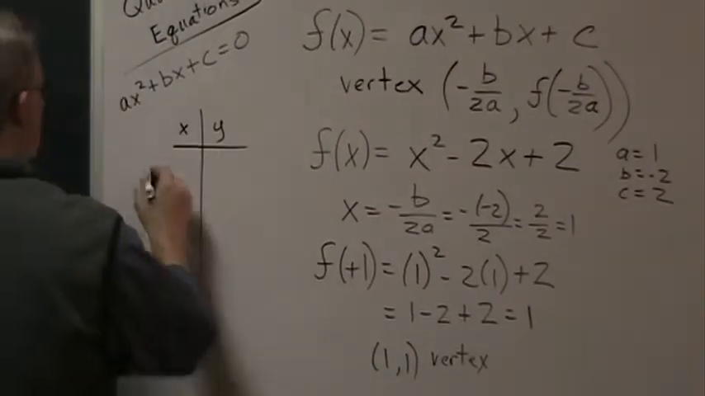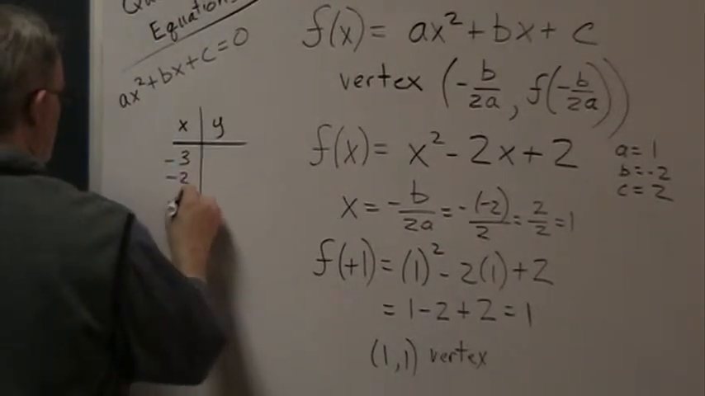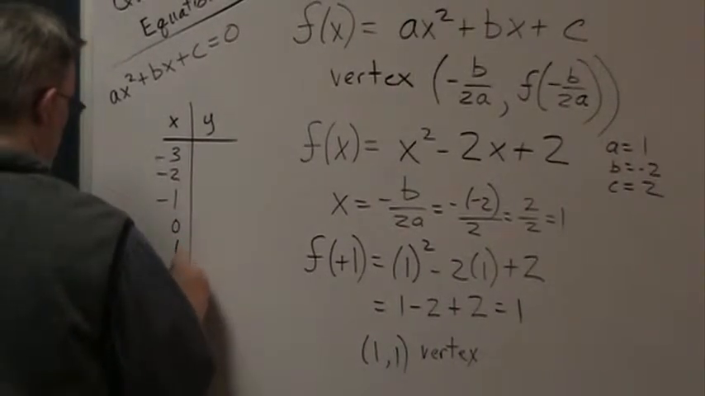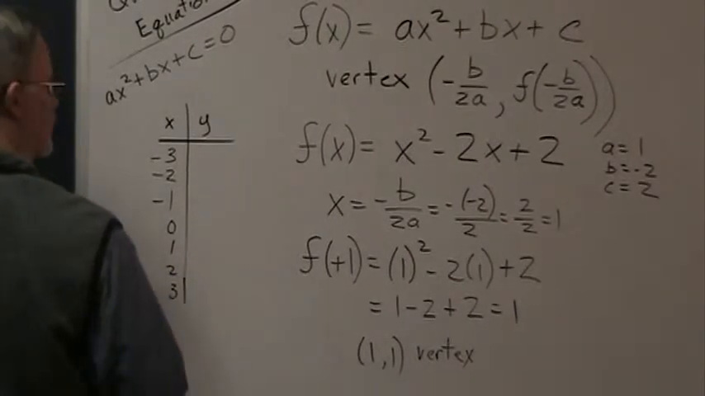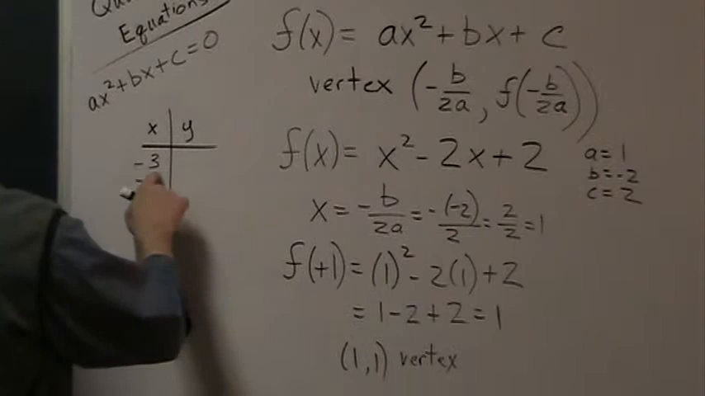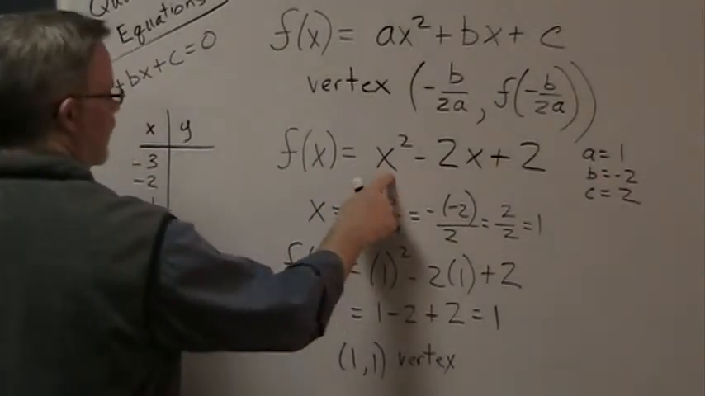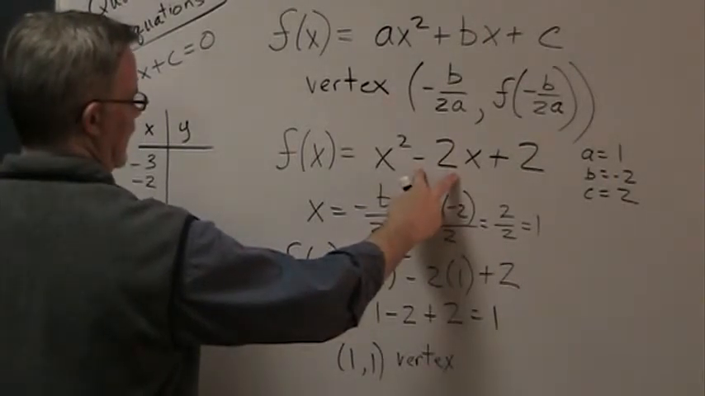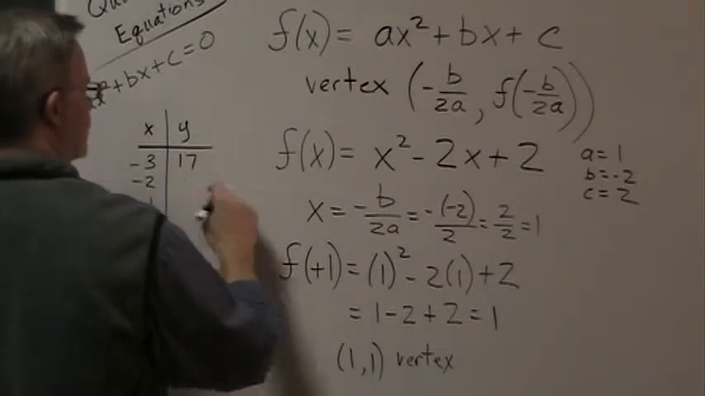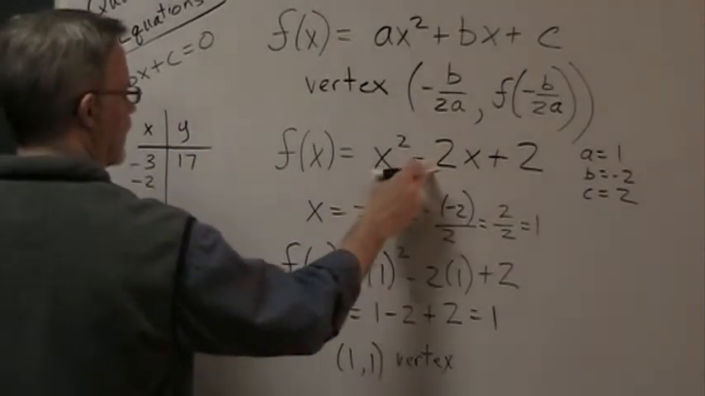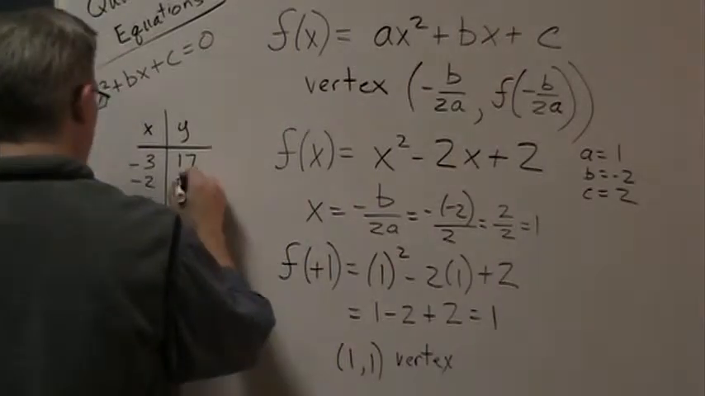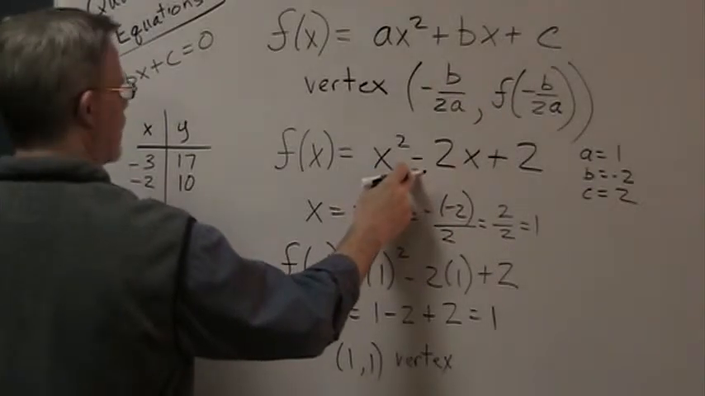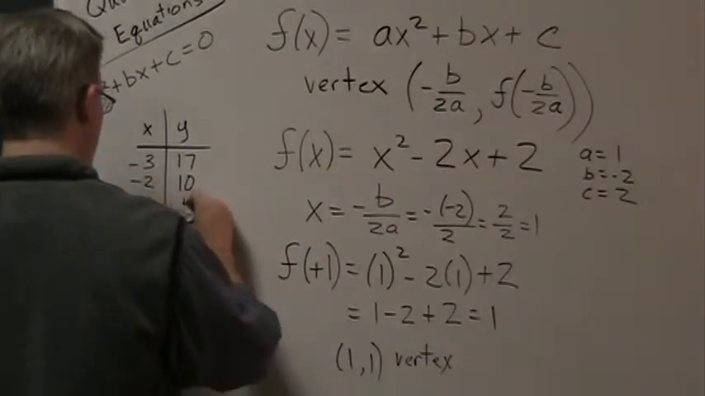and with this one, let's do negative 3, negative 2, negative 1, 0, 1, 2, and 3. Then, if you put in negative 3, you've got 3 squared, which is 9, plus 6, which is 15, plus 2, 17. Negative 2 is 4, plus 4, which is 8, plus 2 is 10. Then we've got negative 1, which is 1, plus 2, which is 3, plus 2 is 5.